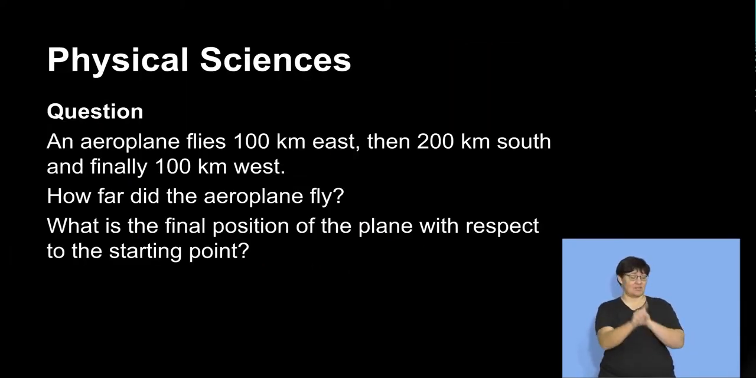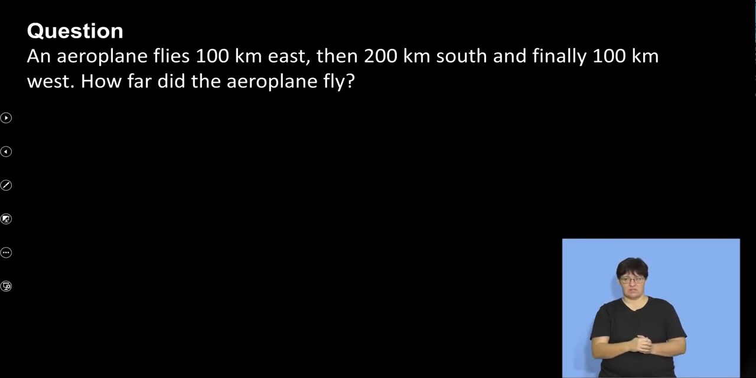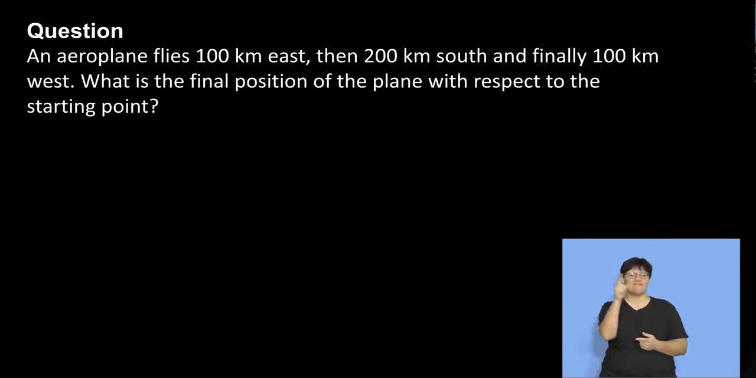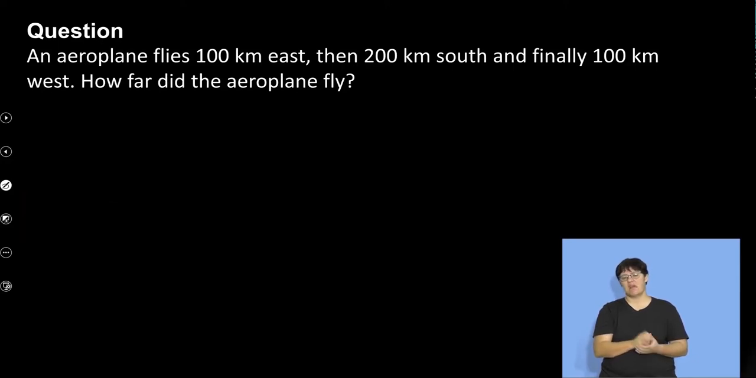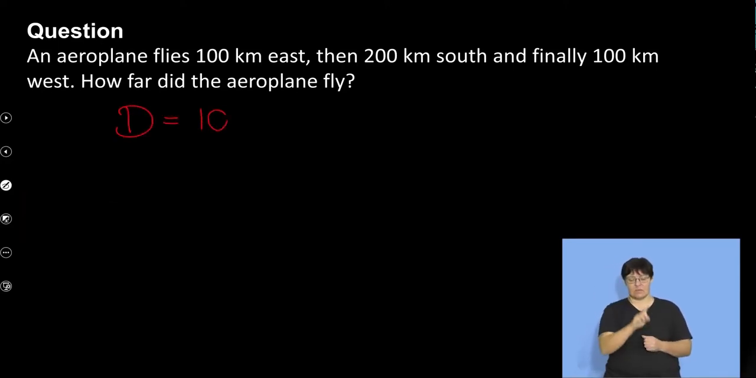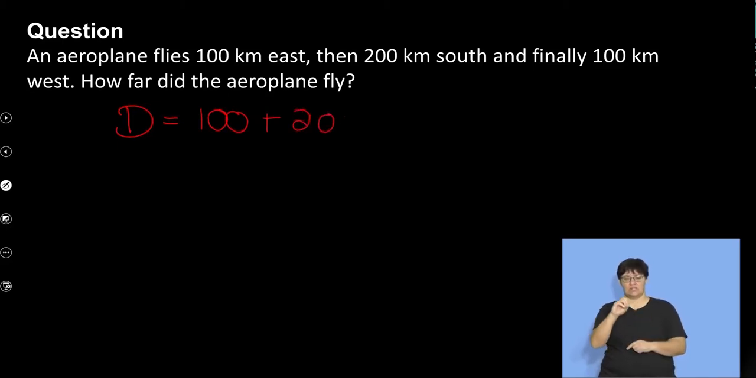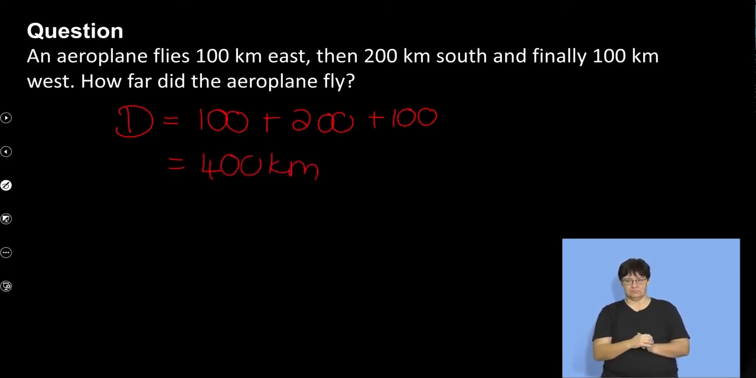One last question. Aeroplane flies 100 kilometers east, 200 kilometers south, and finally 100 kilometers west. We want to know how far it flew and what its final position is. So if we go to the first one, how far did it fly? Far means distance. So distance, it went 100, then it went 200, then it went 100 again, so that's 400 kilometers, okay? We don't care about displacement.